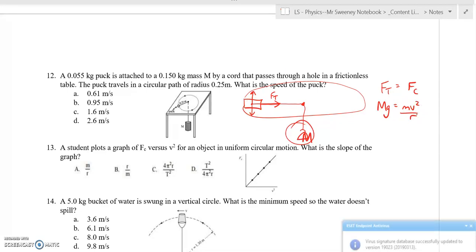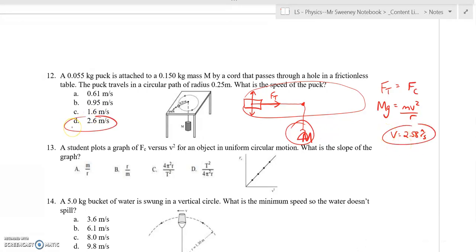And at this point you just plug and chug. If you do so, you get a velocity of 2.58 meters per second. Choice D.